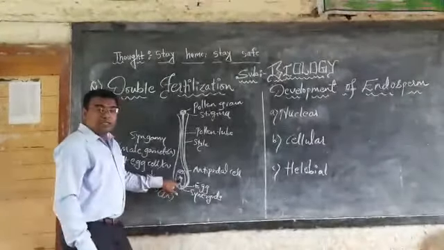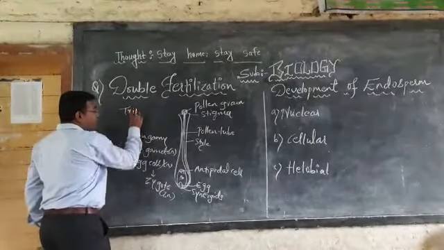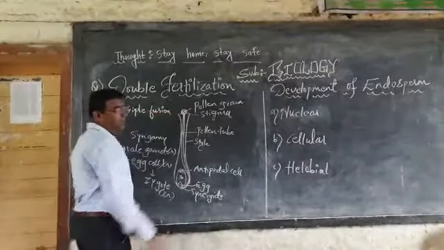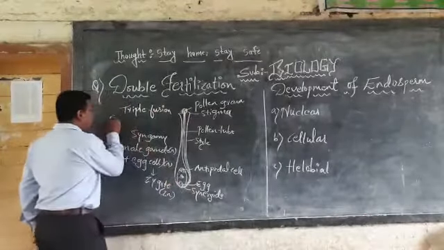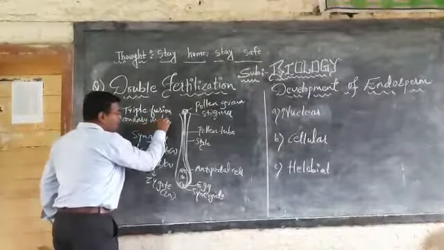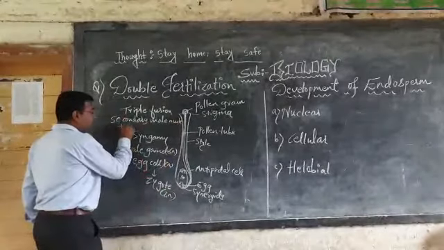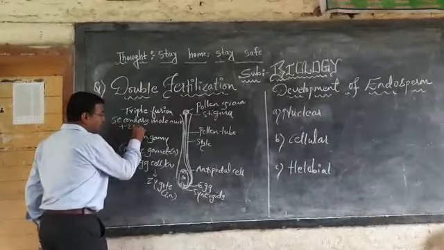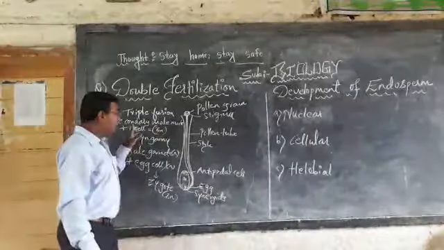And what about the middle 2 nuclei? These 2 nuclei will be again fertilized to form a triple fusion. This is one of the important topics before we start the development of endosperm. What is the meaning of triple fusion? In triple fusion, the secondary male nuclei will fuse with the 2 polar nuclei, that is the 2 male gametes, to get the 3N structure. This is nothing but a triploid formation.